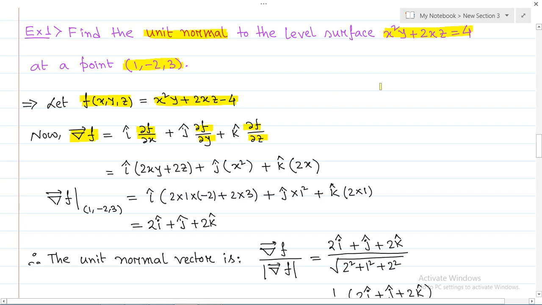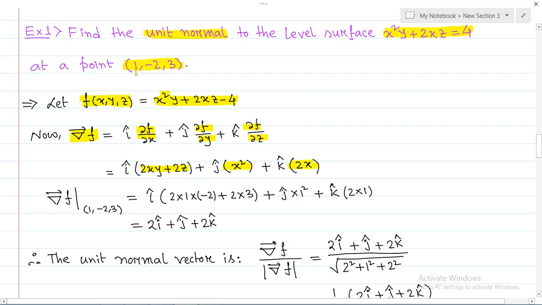So what is the partial derivative of f with respect to x? From the first term we get 2xy, and from the second term we get 2z. So (2xy + 2z) into i cap. For ∂f/∂y, only the first term has y. The differentiation of y with respect to y is 1, and x² is constant during the partial derivative, so the j cap component comes along with x². Now what is ∂f/∂z? That is equal to 2x. In a similar manner we get this.